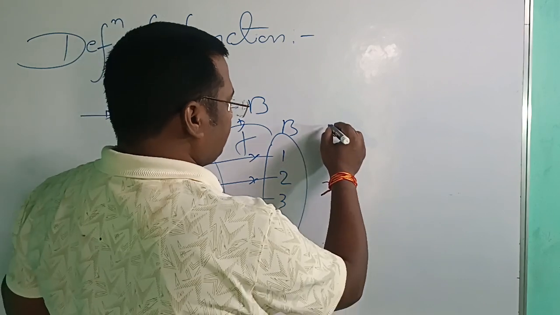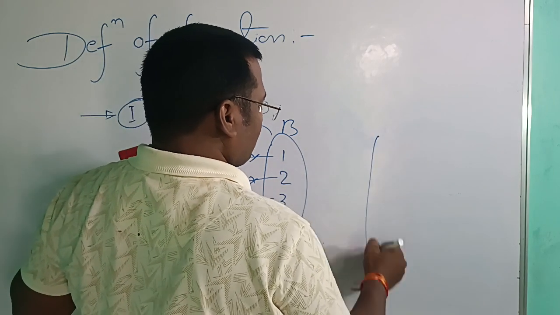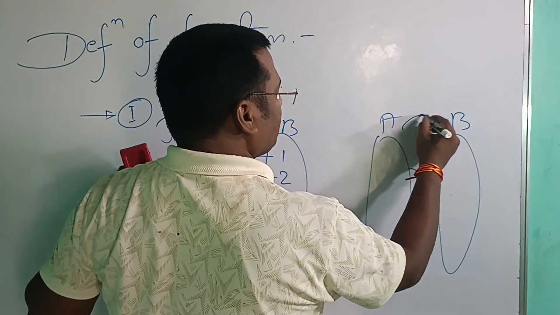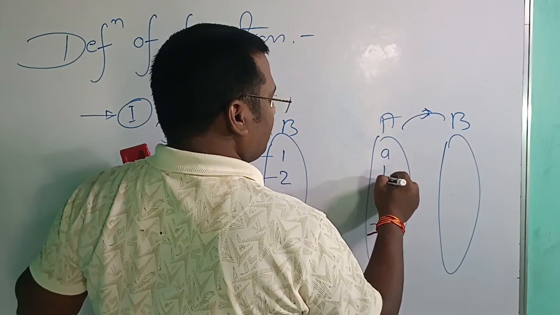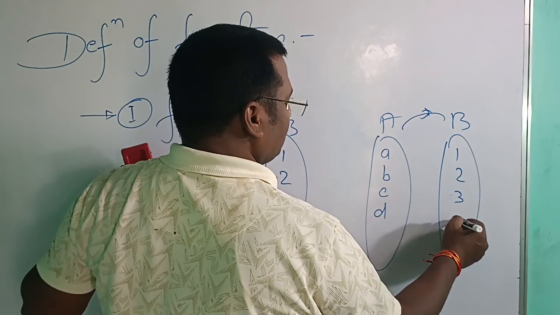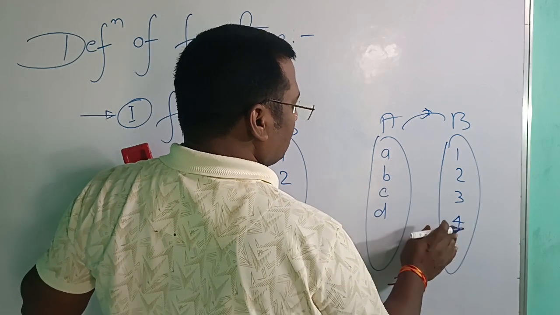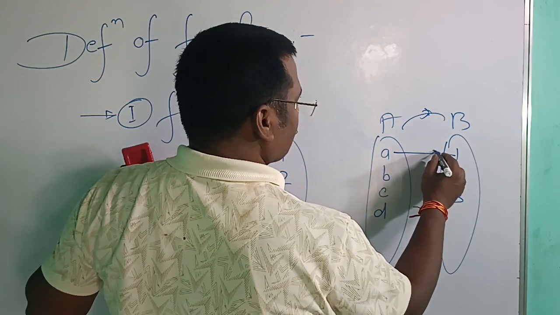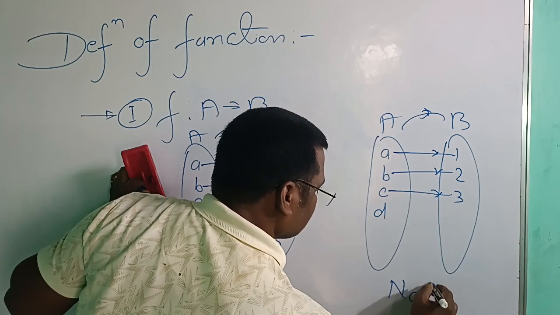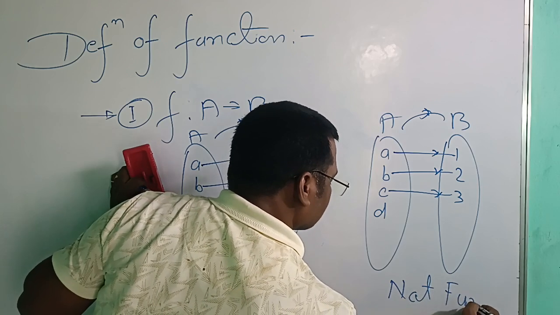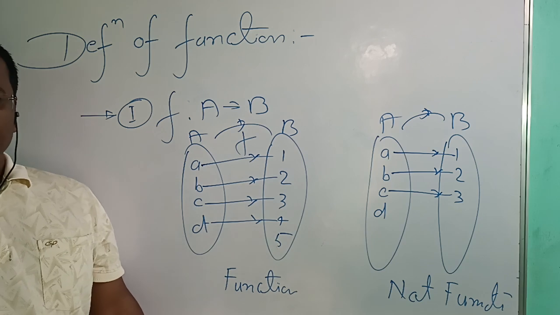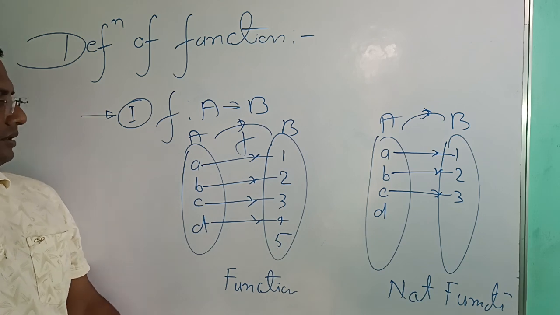But if we have A and B with a, b, c, d and 1, 2, 3, 4, and an element is left without an image, then this is not a function.